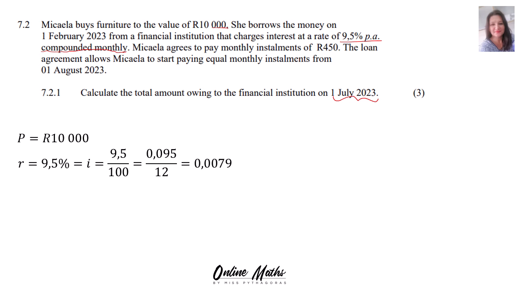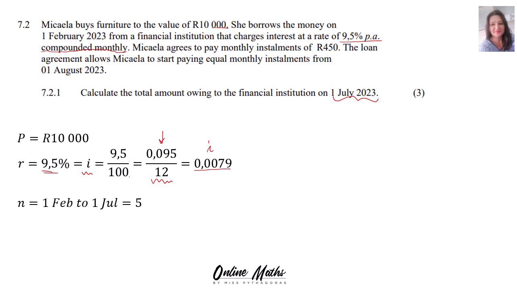Our R, have a look, this is important. The rate that was given was 9,5%. So to find I, we will say 9,5 divided by 100, and that is 0,095. But it's compounded monthly, so you have to divide by 12, and now this one is in fact your I. And then the time, let's look at the time.